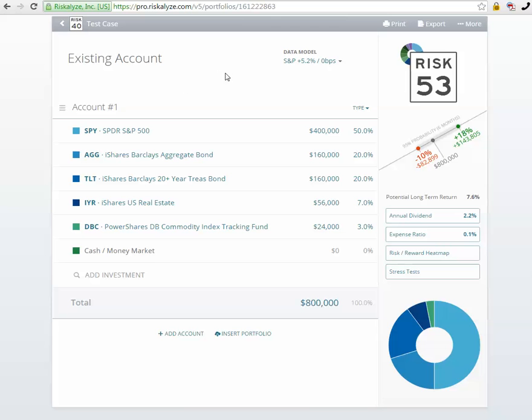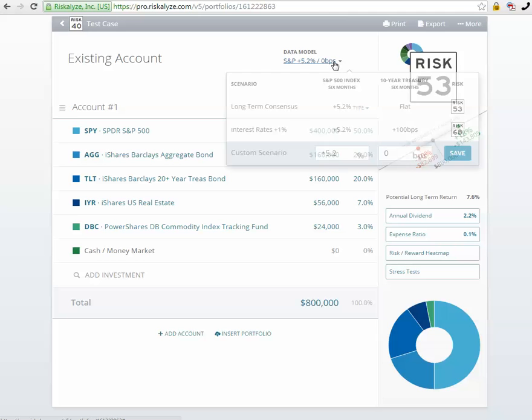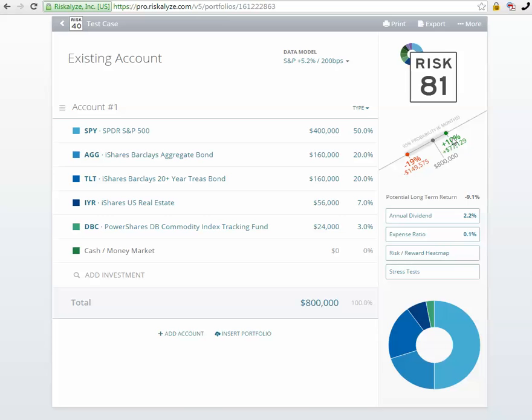But the challenge then is, okay, I've got 40% of my money in bonds. What's the ongoing risk by keeping the money in bonds, especially in a rising interest rate environment? So we can do some stress testing on this portfolio, and I can say, what would happen if we just had a 2% or 200 basis point increase in interest rates? What does that do to the portfolio? And it raises the risk to an 81. So you can see how significant that bond exposure is in a rising interest rate environment. And again, see the range of potential returns going forward.